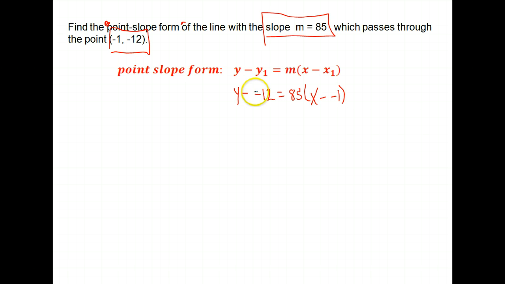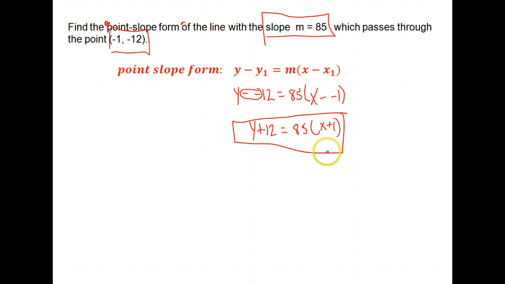All right, simplify. Anywhere there's minus a negative, we change that to plus, so we have y plus 12 equals 85 times, minus a negative would be plus, x plus 1. And there we have it.